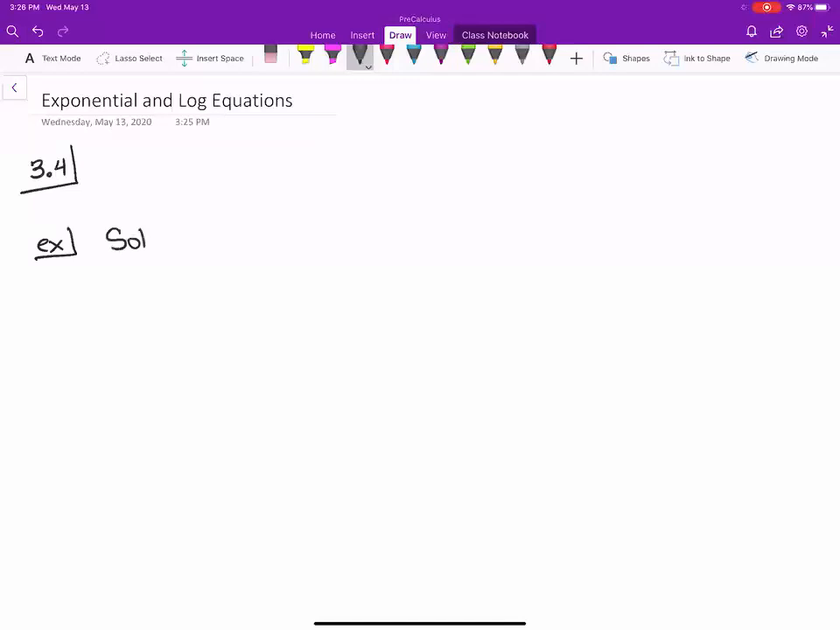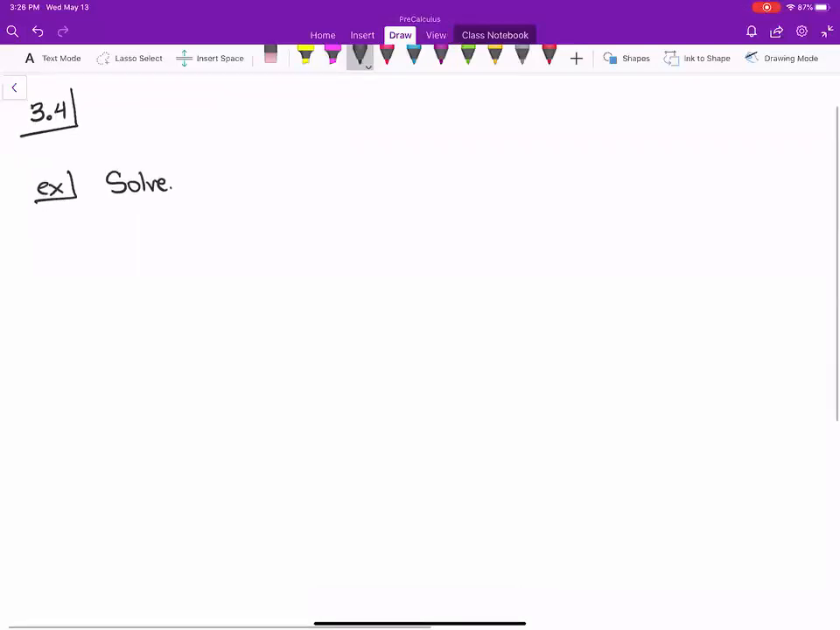So we'll start with exponential equations. So like, let's say you wanted to solve something like 2 to the x equals 32. You may or may not need to use a log to solve it. In this case, you can probably visually figure out 2 to what power gives me 32.